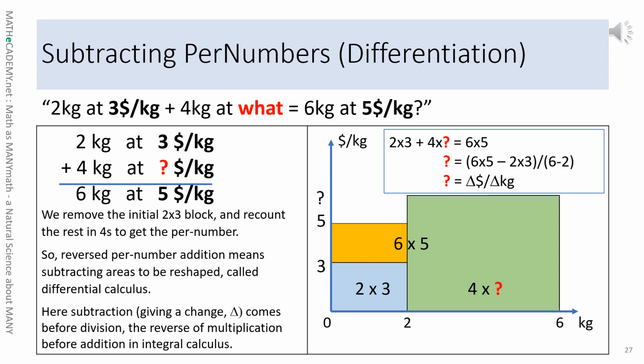Reversing adding pair numbers, we ask: 2 kilograms at $3 per kilogram, plus 4 kilograms at what, gives 6 kilograms at $5 per kilogram. We first pull away the initial 2 by 3 block, before we recount the rest in 4s, to get the pair number. So, reversed pair number addition means subtracting areas, to be reshaped, called differential calculus. Here subtraction, giving a change, delta, comes before division, the reverse of multiplication before addition in integral calculus.